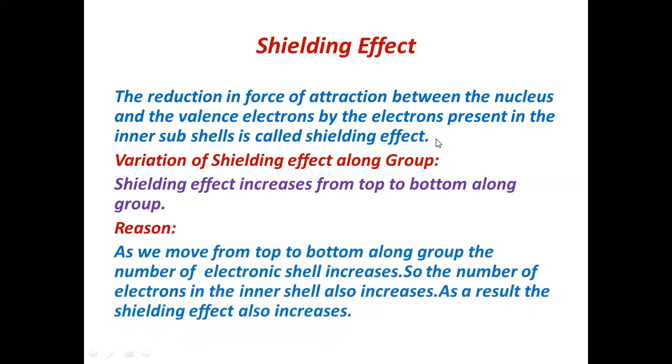Reason is, as we move from top to bottom along group, the number of electronic shells increases. Number of electronic shells means the number of shells increases. When we move from top to bottom, the number of shells increases, so the number of electrons in the inner shell also increases. As a result, the shielding effect increases.